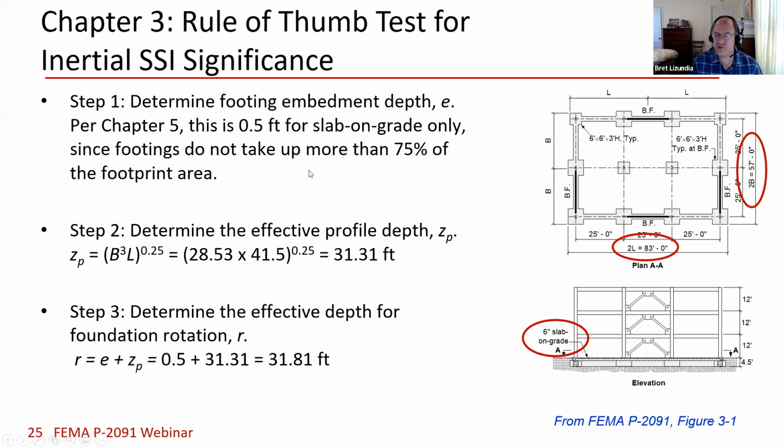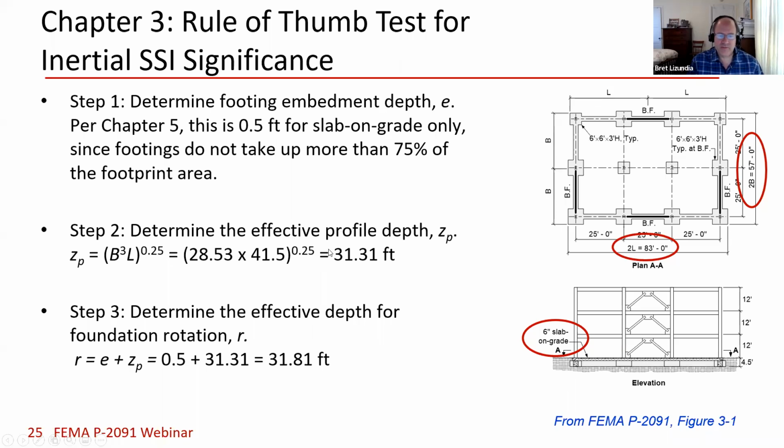In this case, we're only going to count the slab because we don't have enough foundation footprint area to meet the 75% test. So that would be like a mat would meet that easily, or something that has less dispersed elements could meet that.